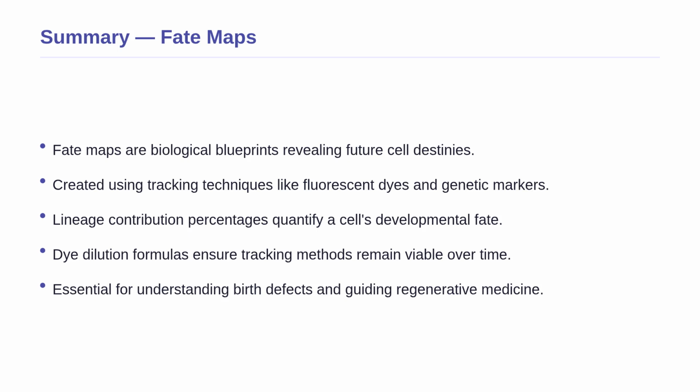We have covered a lot of ground today, so let us summarize the key takeaways. First, we learned that a fate map is an essential biological blueprint that reveals the future destiny of every cell in an early embryo. Second, we saw how scientists use clever tracking techniques, like fluorescent dyes, to draw direct lines from a featureless sphere of cells to complex adult organs.